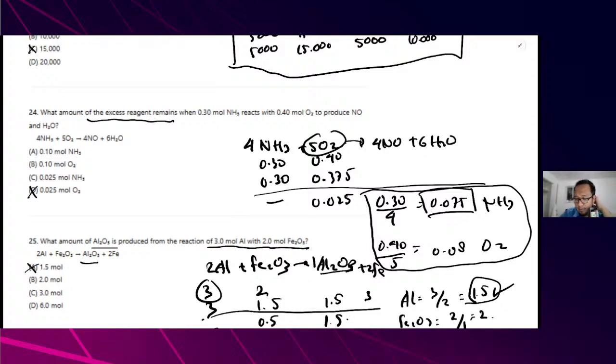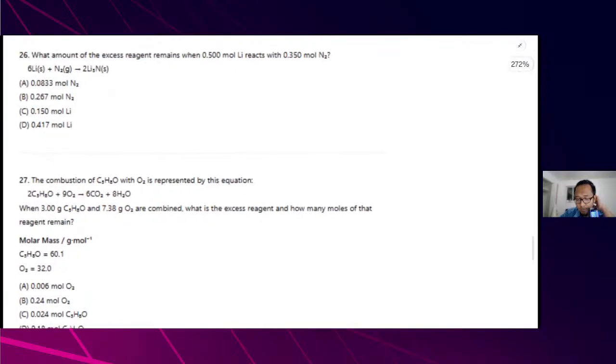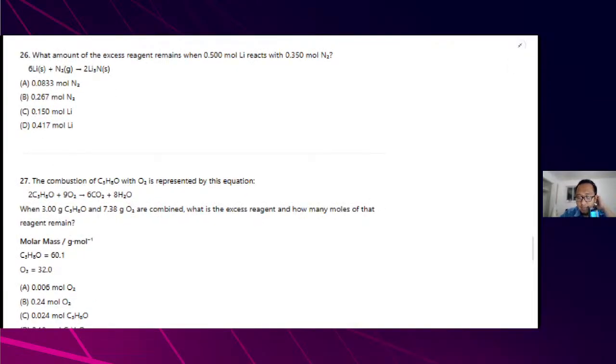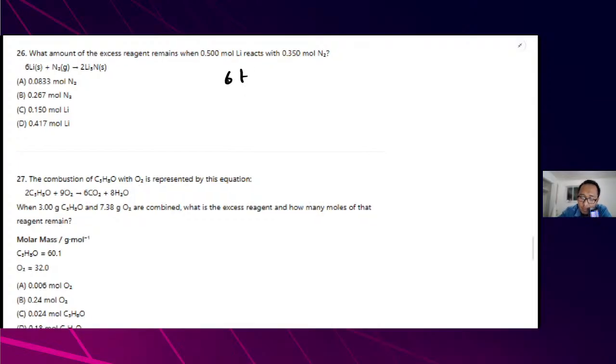Again, number 26. What amount of the excess reagent remains when 0.5 mole lithium reacts with 0.350 mole N2? As you can see, guys, 6 lithium plus nitrogen will give the product Li3N. What is the amount of the excess reagent?